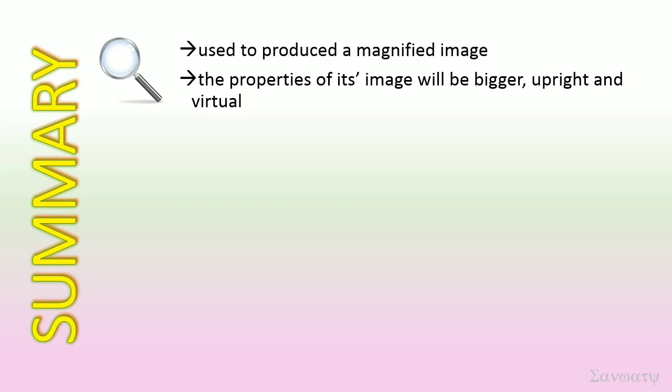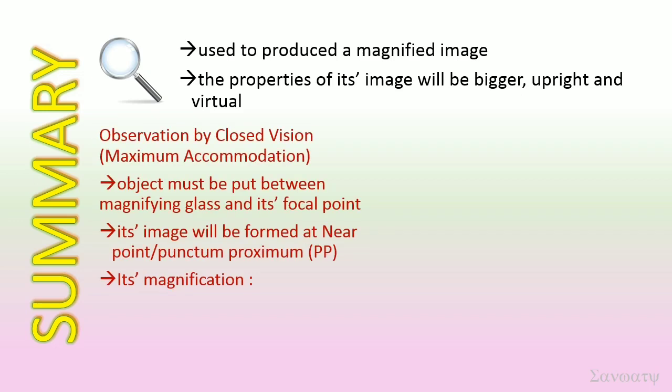There are two types of observation. The first observation is by close vision, or we call it maximum accommodation. In this observation, the object must be put between the magnifying glass and its focal point, and the image will be formed at the near point or punctum proximum. And we can find the magnification by using the formula m equals punctum proximum over the focal length plus 1.